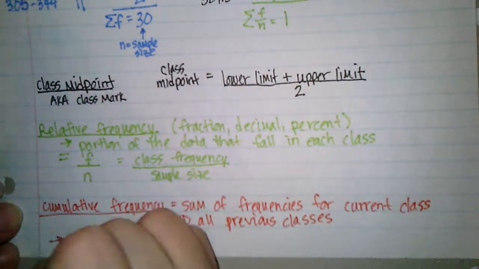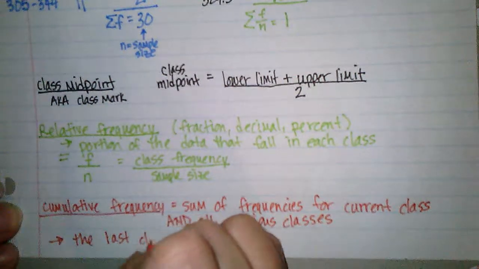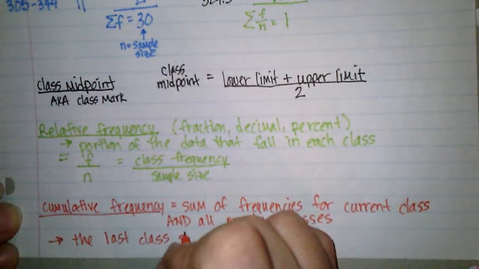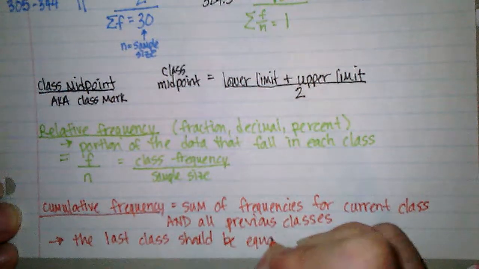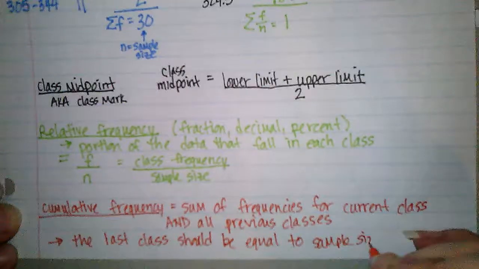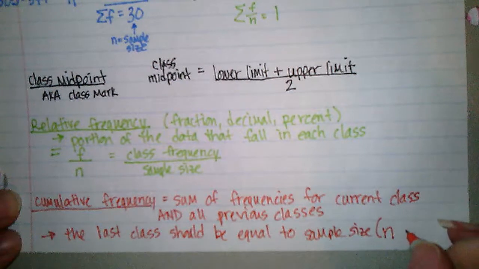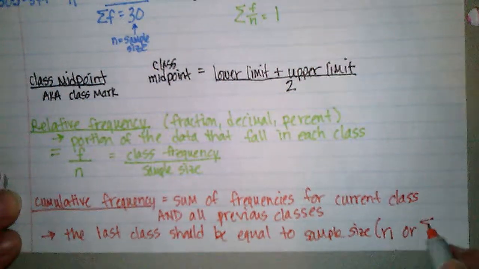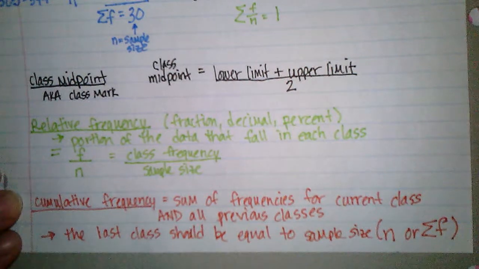When you get to the end, the last class, cumulative frequency should be equal to the sample size, which, remember, the letter we used for sample size was N, which we also found was the sum of the frequency column.